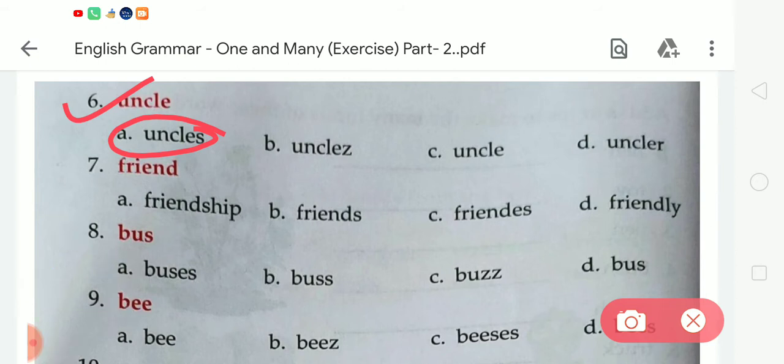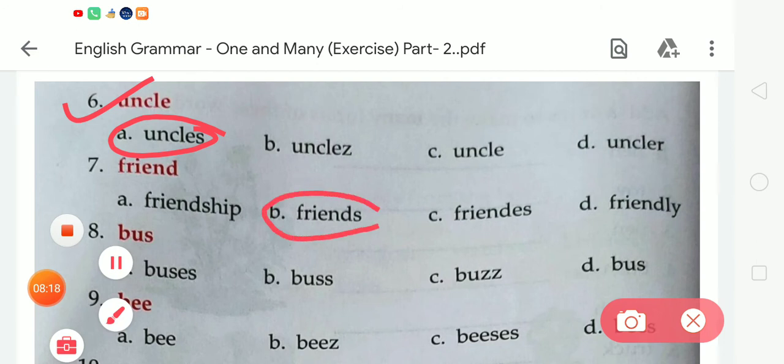Now moving to the next, number 7. In number 7 there is the word friend. So we have to change this given one form into many. What will we do? As we all know, we change any word by adding S or ES to get the plural form. So in friend we have to add S. Here the given option B is correct, that is friends. The plural form of friend is friends.